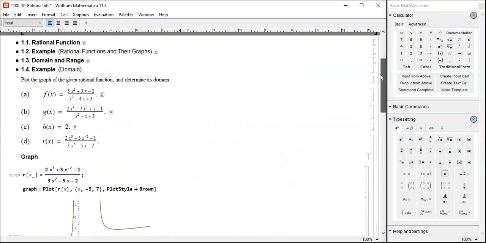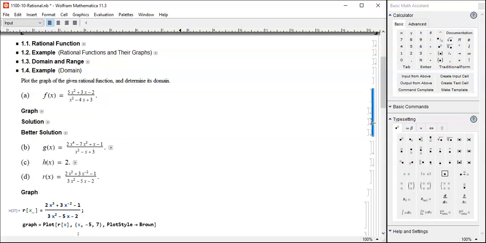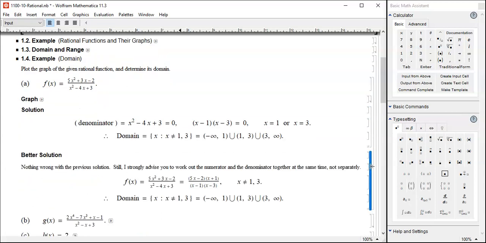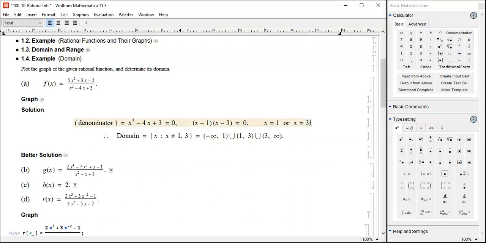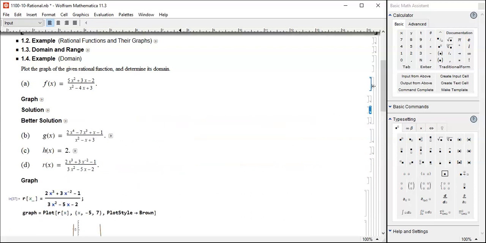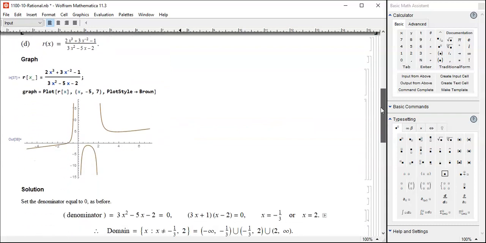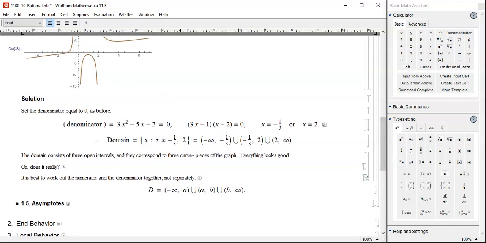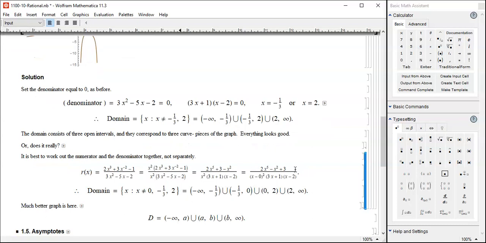Well, let's go back to this problem, and we had a solution, and I talked about a better solution, and my suggestion was to work out the numerator and denominator at the same time rather than just focusing upon the denominator. Last time it was okay to do that because the original problem was simple. This time it's not going to work very well because with just the denominator, you're going to get only 2 x values, but you need 3. So how do you work it out? Work out the numerator and denominator together at the same time. That's the rule of thumb.